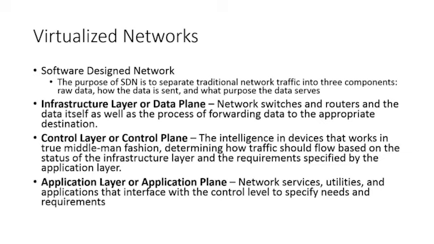Now, the application layer, or the application plane, is our network services, our utilities and applications that interface with the control layer to specify the needs, the requirements, and then that control layer is going to talk to the infrastructure layer. Probably should have turned it the other way around, maybe. Made more sense for you. We have our application layer, down to our control layer, out to our infrastructure layer. So it's going out and about when we get to that point.